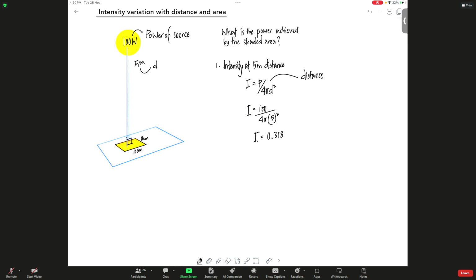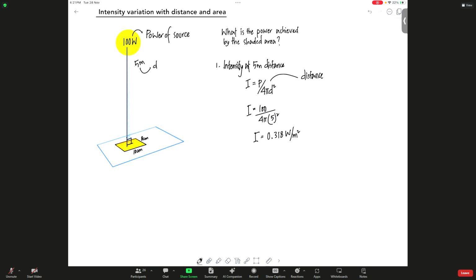0.318, unit watt per meter square. I'll tell you why the unit is important here. It's kind of helpful. So if 0.318 watt per meter square comes, what does it indicate? That at this distance, the power is 0.318, right? For what size, or what area? 1 meter square: 0.318 watt per meter square.